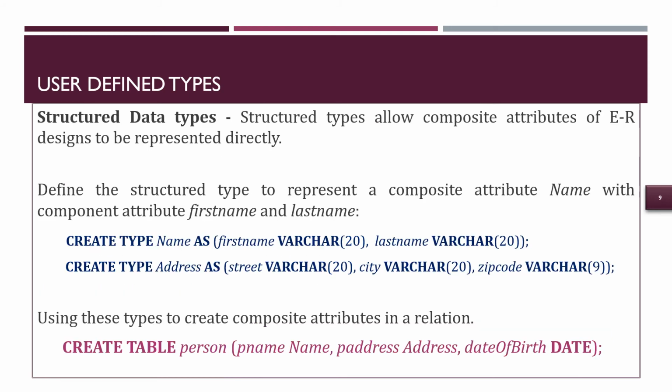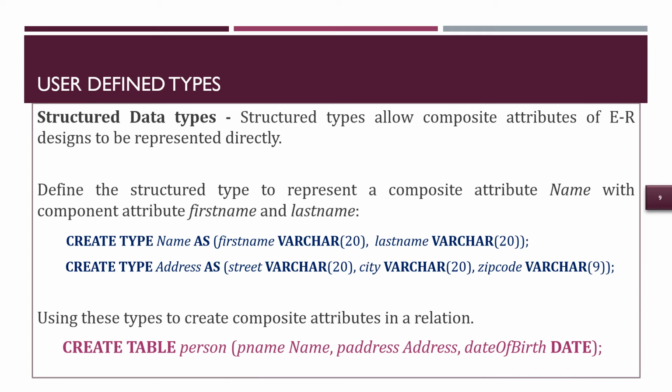The second type of user defined data type is the structured data type, and this data type is used for defining composite attributes of an ER design. As we know, composite attributes are nothing but a set of attributes. To define the structured type to represent a composite attribute name with component attributes first name and last name, the command can be given as: create type name as first name varchar(20), last name varchar(20).